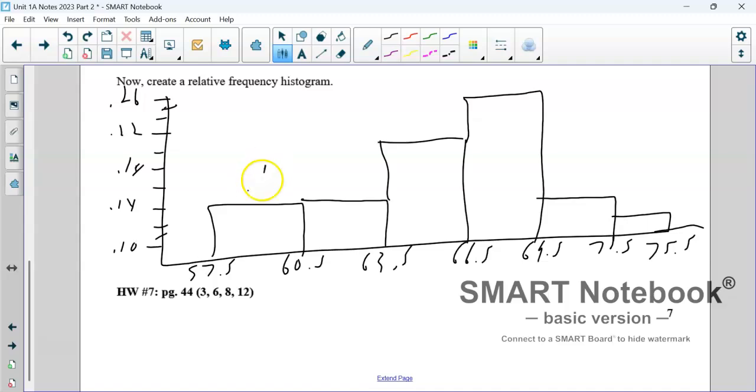Okay, and again, if you want to, you can put these numbers above it just to make it a little bit easier to read. And that's it.